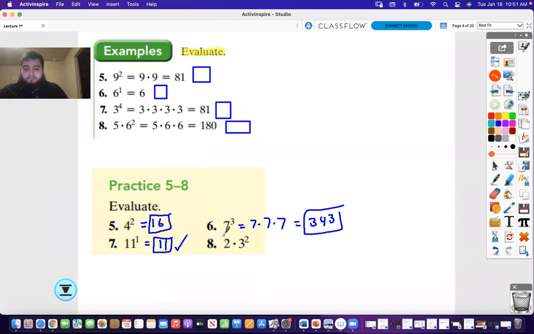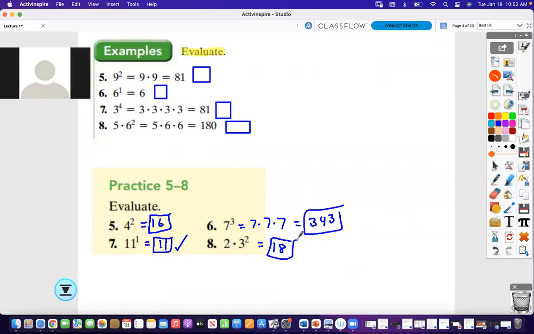Number 8. I got 18. Anyone get something different than 18? Does anyone agree or disagree with 18? Agree. Agree. Agree. Are you guys supposed to be in this class? Are you sure? No, you guys are good. Yeah, so far so good. All right. What questions do we have on these examples or practice problems, if any?